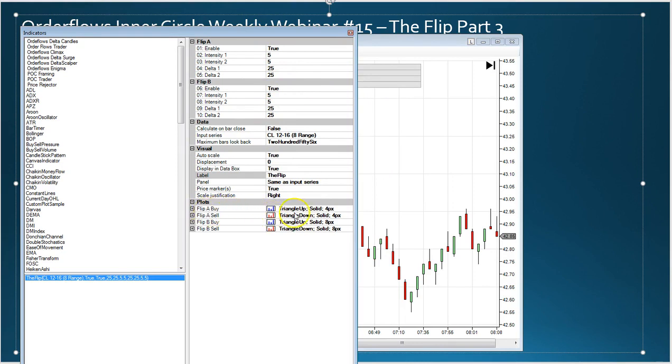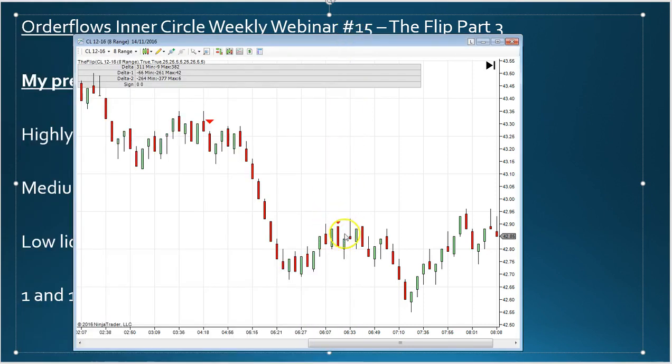And you see the flip A, it's the 4-point triangle. The flip B is the 8-point. That's why you see this is a flip A signal, this is a flip B signal. So I treat them the same. It's just that flip A is usually one right after the other. Sometimes, flip B is going to be, the market takes a breather, then the selling comes in. Or if it was a buying signal, it would take a breather, then the buying comes in. And so this is settings of 5 and 25. This is the default settings.